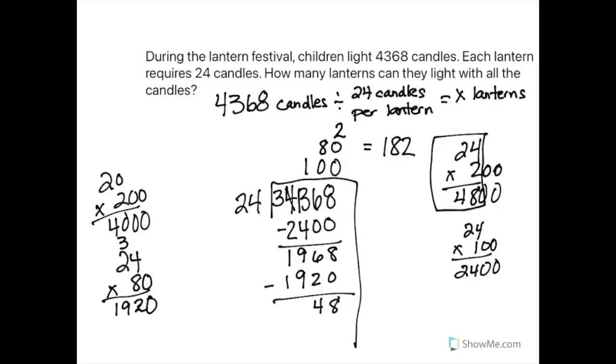And I get 182. Now remember, I could also do it off to the side. So I could do my 100 here, my 80 here, and my 2. Actually, I forgot to subtract that, so let's do that. All right, so we have 182. So I'm going to put that in here. And I can make 182 lanterns.